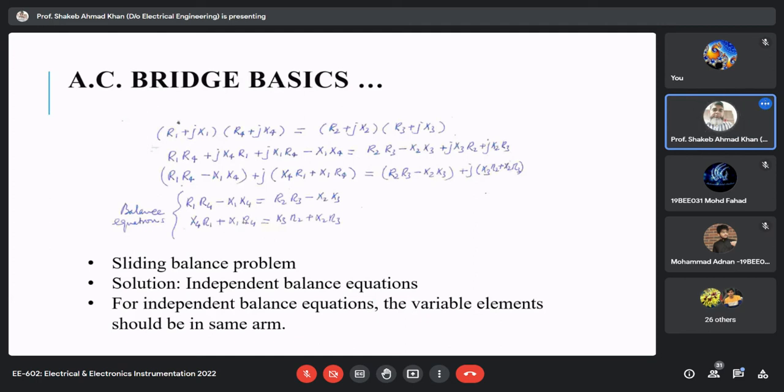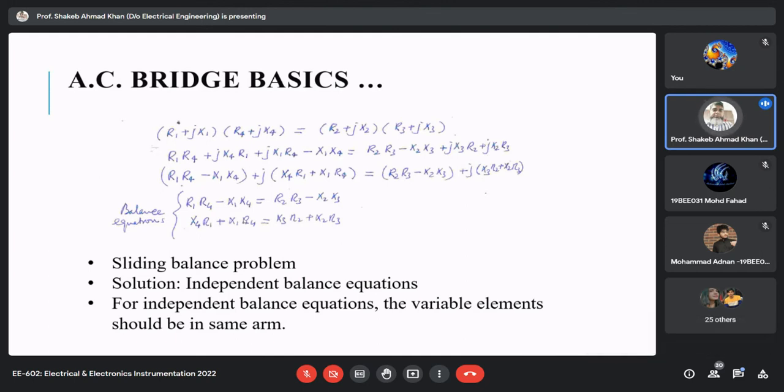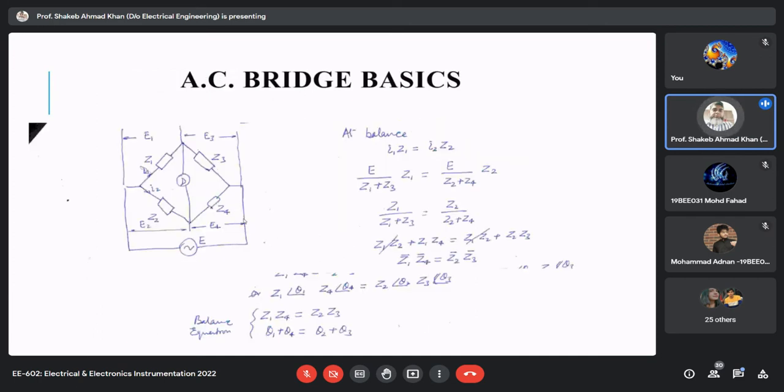The sliding balance problem is an issue that is present in AC bridges only. It is not present in the DC bridge. So what is that sliding? It makes your life tough when you are balancing your AC bridge. What is it and how can we tackle it? What is the solution to avoid it? All these things we'll discuss, although that solution is not applicable all the time. There are many constraints, and we'll discuss the practicality of the situation.